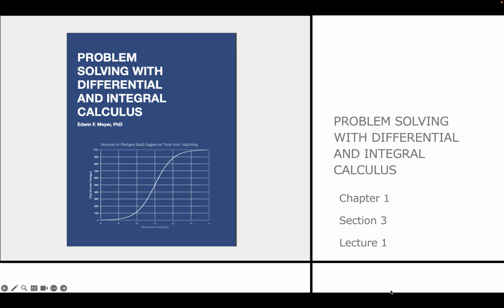The lecture for section 3 of chapter 1 in the book Problem Solving with Differential and Integral Calculus is split into two parts. We're going to tackle something new here. The first part of the lecture deals with the difference equation, and the second part deals with the slope of the line.